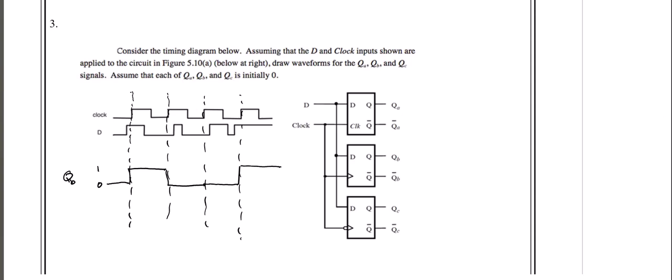Gotcha. Do keep in mind this is the middle one here, because that one's not actually a flip-flop. It's actually a latch, and I'll show you how it works after you get done drawing it.